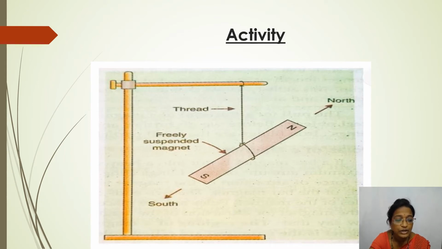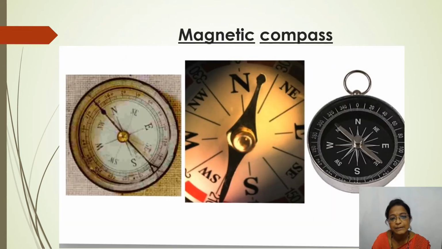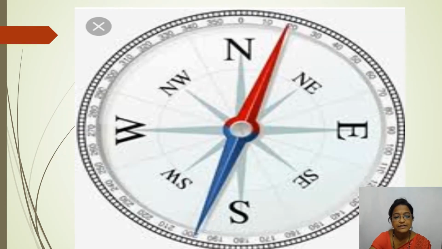So later on what happened? A device was developed based on this property of magnets. It is known as the compass. So here is a magnetic compass. See here, a magnetic compass.